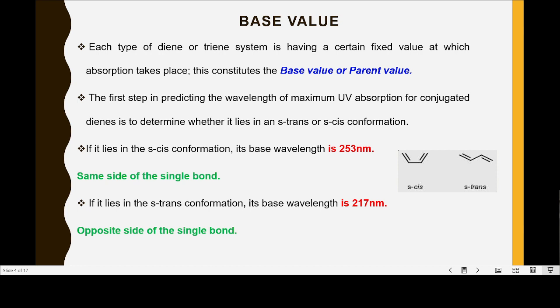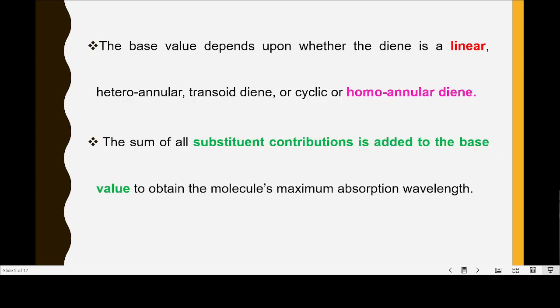Suppose the double bond lies on the same side of the single bond, it is called cis conformation and the lambda max value will be 253 nanometer. If the double bond lies on the opposite side of the single bond, which is shown in this structure, it is called transoid conformation and the lambda max value will be 217 nanometer. The base value may be either acyclic, homoannular or heteroannular. With the base value, we need to sum up the substituent contributions so that we are able to get the maximum absorption wavelength of an organic compound.